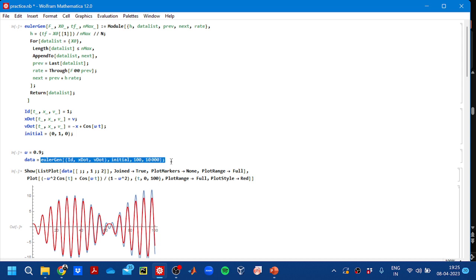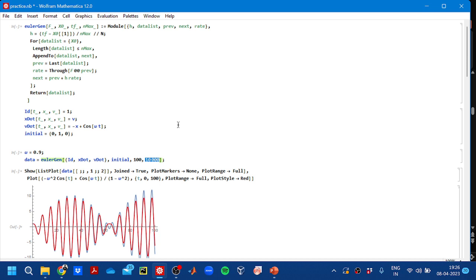Here we are calling the function, and this is the form of the differential equation. The first row is 1, the second row is v, and the third row is minus x plus cosine of omega t. This is our initial condition which we have specified here, this is the time up to which we want to calculate, and this is the number of data points we are taking.